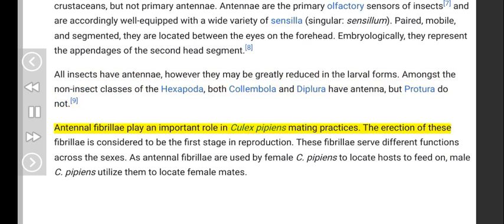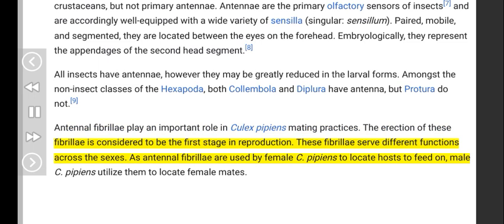Antennal fibrillae play an important role in Culex pipiens mating practices. The erection of these fibrillae is considered to be the first stage in reproduction. These fibrillae serve different functions across the sexes. Antennal fibrillae are used by female C. pipiens to locate hosts to feed on. Male C. pipiens utilize them to locate female mates.